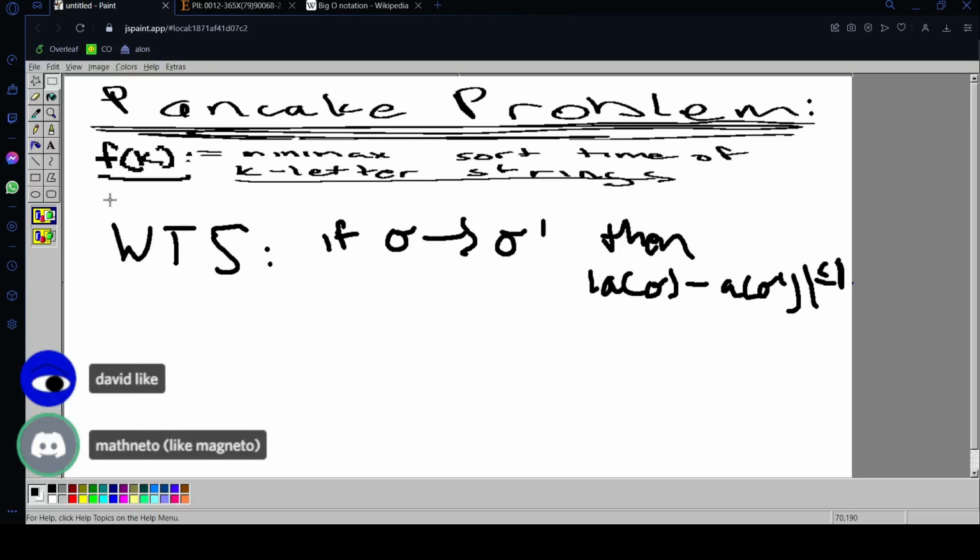Alrighty, so how would you show this? Well, that's easy. You draw almost a picture. So we'll have, let's say, sigma, right? So sigma equals some word P and some word S, and we're saying we're reversing P. So we send it to P prime and S.